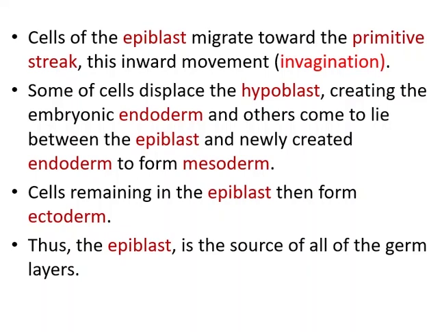Now, other cells come to lie between the epiblast and the newly formed endoderm to form the mesoderm, while the cells that still remain in the epiblast form the ectoderm. Hence, we have to notice that all germ layers, ectoderm, endoderm, and mesoderm, are formed from the epiblast.